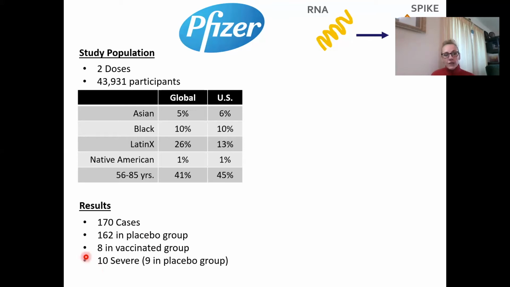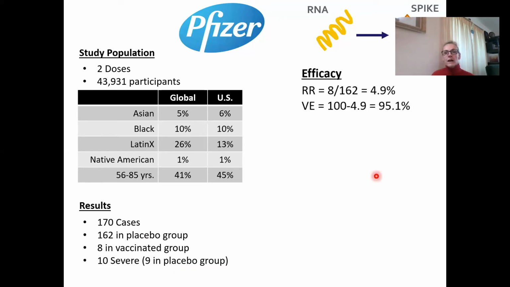There were 10 severe cases. 9 of them were in the unvaccinated or placebo group, which is good, but it's not 100% effective in that way. And so if we do our calculations, the VE is about 95%, which is more than we could have imagined.